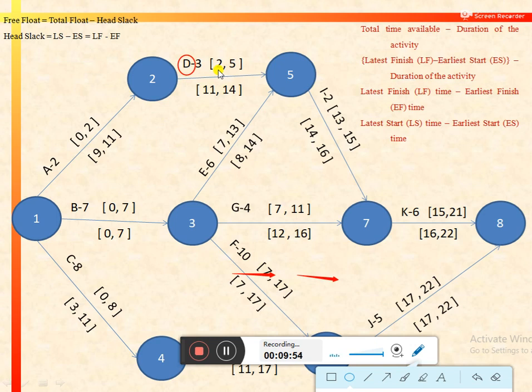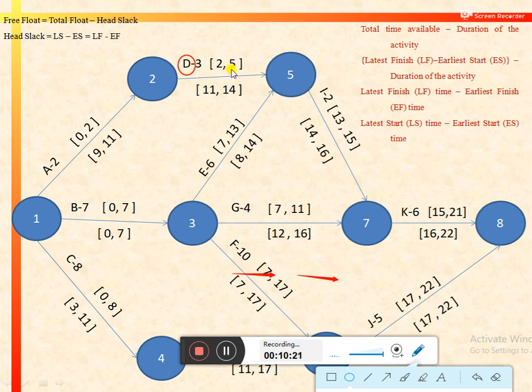7th day. So if we are starting activity D on 7th day instead of 2nd day, then the finishing time would be equal to 7 plus 3, that is 10th day. On 10th day the activity D would be completed. If instead of 7th day we are starting activity D on 8th day, then the finishing day for activity D would be 11th day. 8 plus 3, that would be 11.